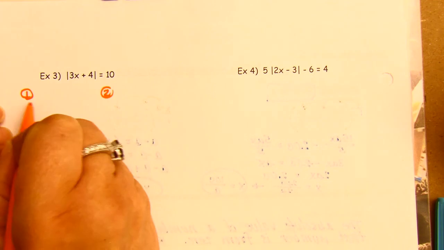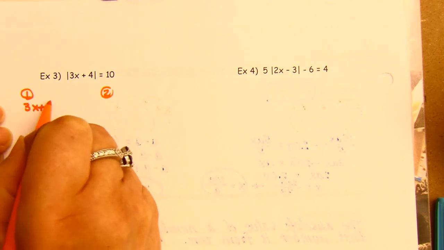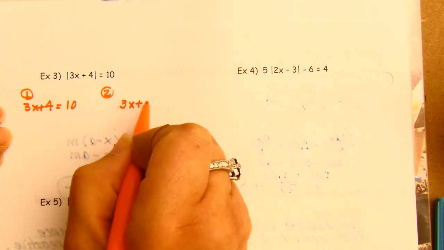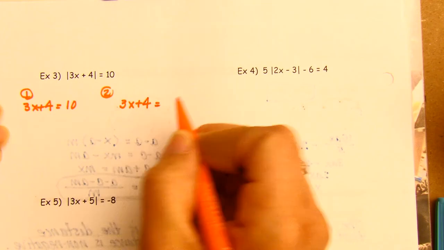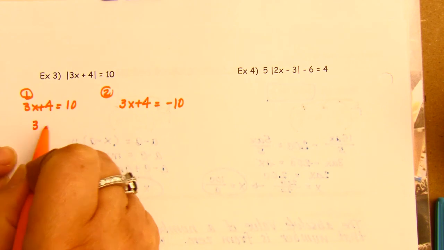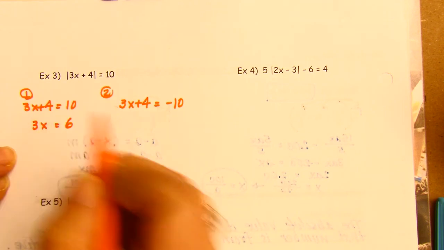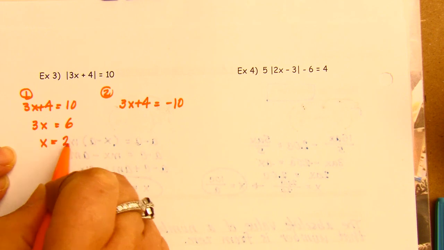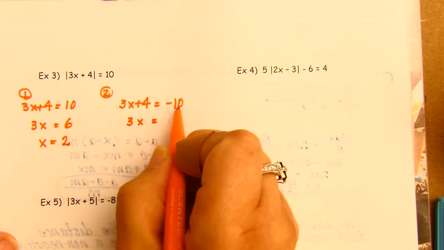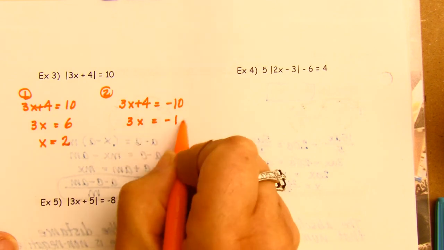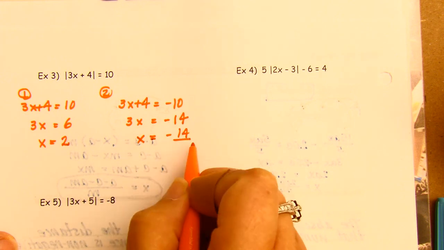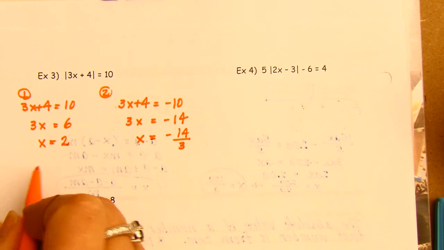First case is 3x plus 4 equals, set it equal to the answer that's there. 3x plus 4, that's my second case, equals the opposite of that answer, or negative 10. And now I just solve. 3x equals, subtract 4, I get 6. Divide, I get x is 2. Over here, 3x equals, I'm going to subtract 4, so this is negative 14. So x equals negative 14 over 3. Now I'm going to check.